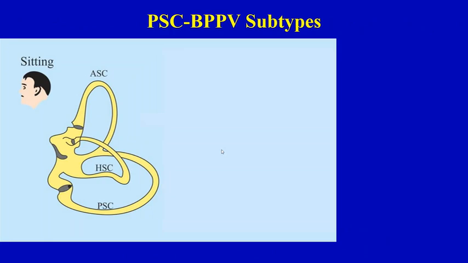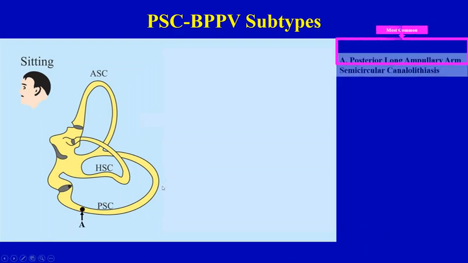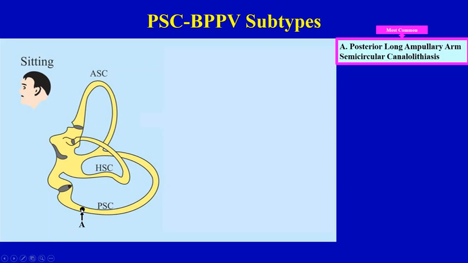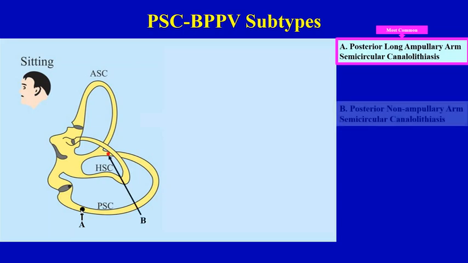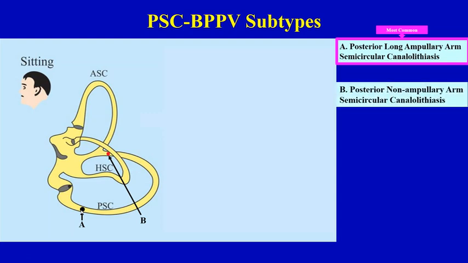So, what are the various subtypes of the posterior semicircular canal BPPV? The typical periampullary posterior semicircular canalolithiasis is here, which is the most common, and I will not be discussing it here because every day and night we have been treating this variant with the Epley or Semont maneuver, and this is not the topic of discussion today. The second is posterior non-ampullary arm semicircular canalolithiasis, and that is called the apogeotropic variant.